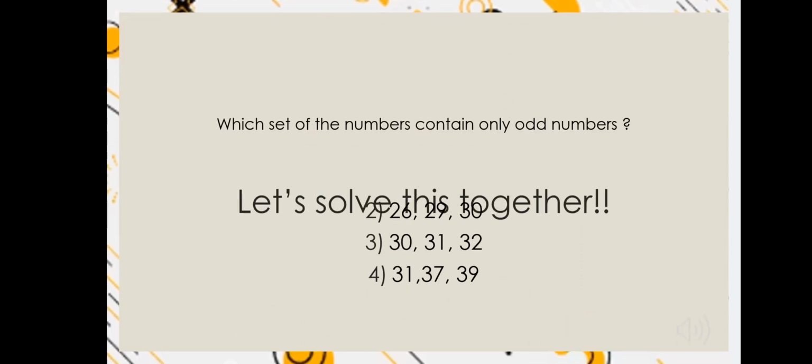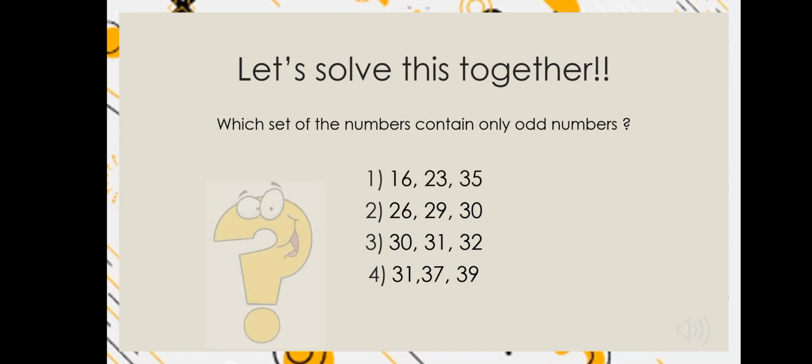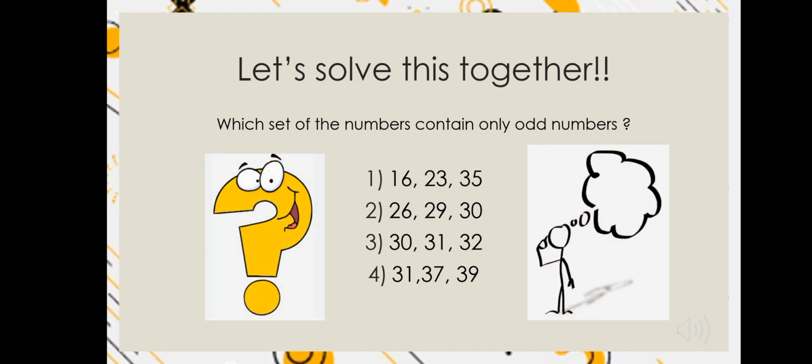Let's solve this question together. Which set of the numbers contain only odd numbers? The first option is 16, 23 and 35. Okay, if we first look at the first number, which is 16, you can see that the ones or the unit, the last digit of 16, is 6, and 6 is divisible by 2, which means that 16 is an even number.